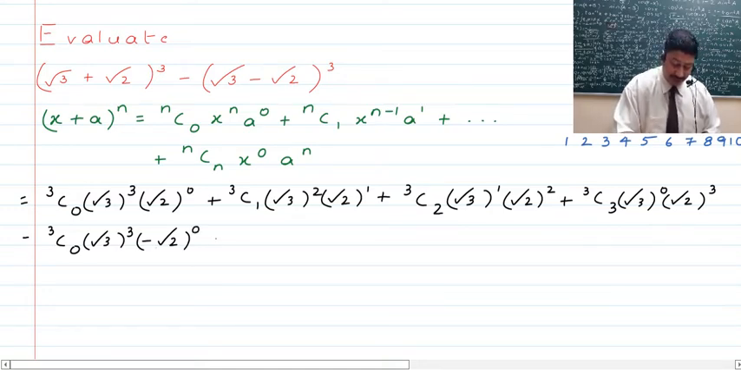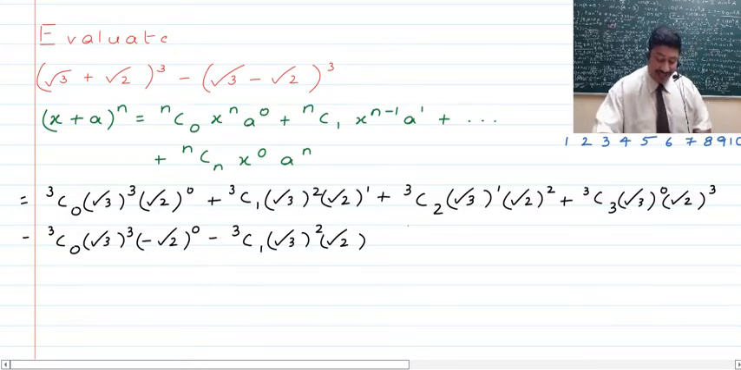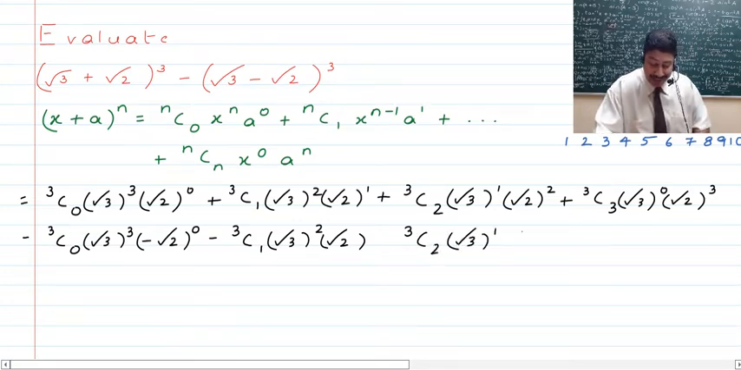Raised to the power 0, and to that is to be added 3c1 root 3 raised to the power 2, and remember minus root 2 raised to the power 1, so that can be written as root 2, and we can put up the minus sign outside. Next, we have 3c2 root 3 raised to the power 1 minus root 2 whole square, so obviously that will become equal to root 2 square, and minus minus will become equal to plus. As such, we'll put up a plus sign.